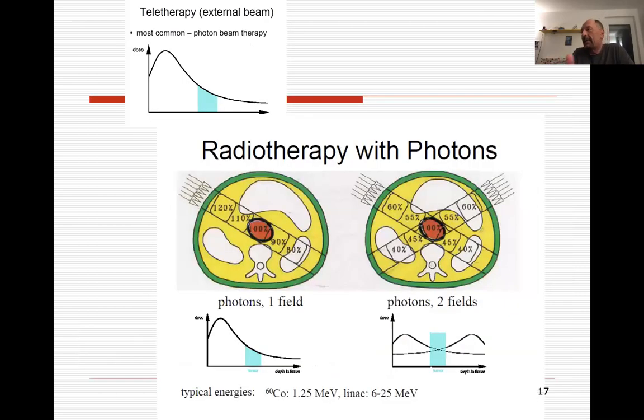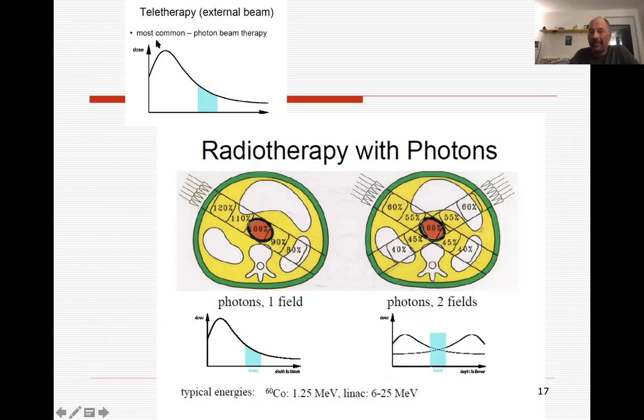Much more used as a standard is teletherapy, which is completely non-invasive, because now the beam comes from outside. I don't touch the patient in any way. The problem of X-ray therapy: shortly after Röntgen discovered X-rays, it was clear that they could be used to treat lesions.